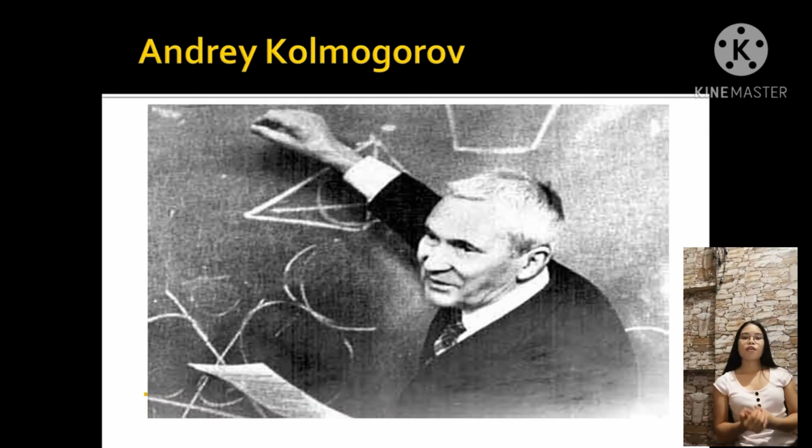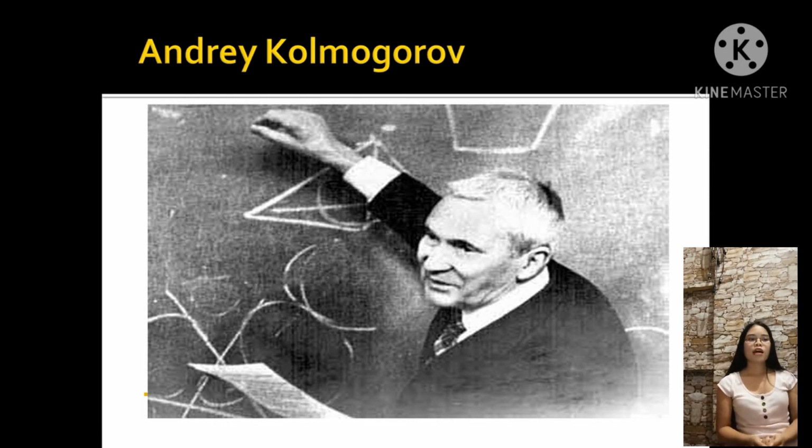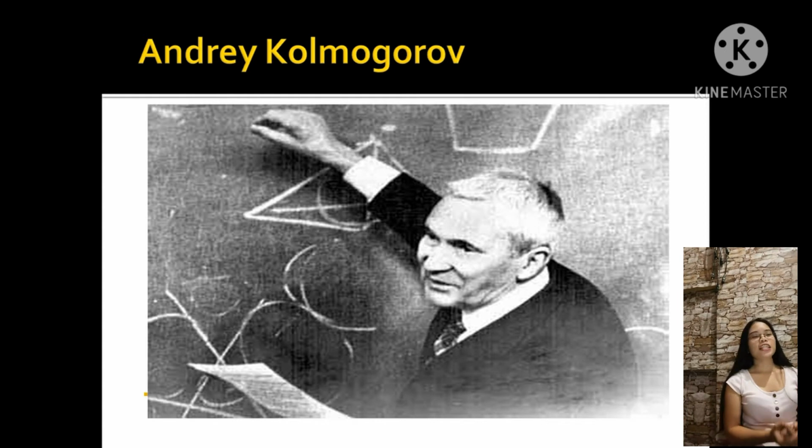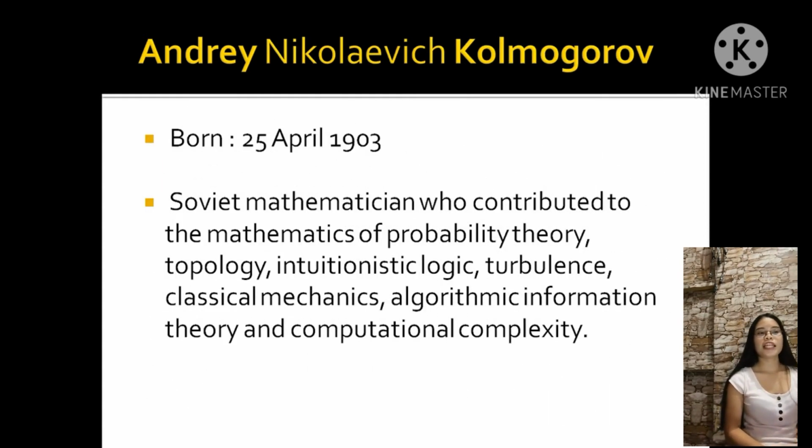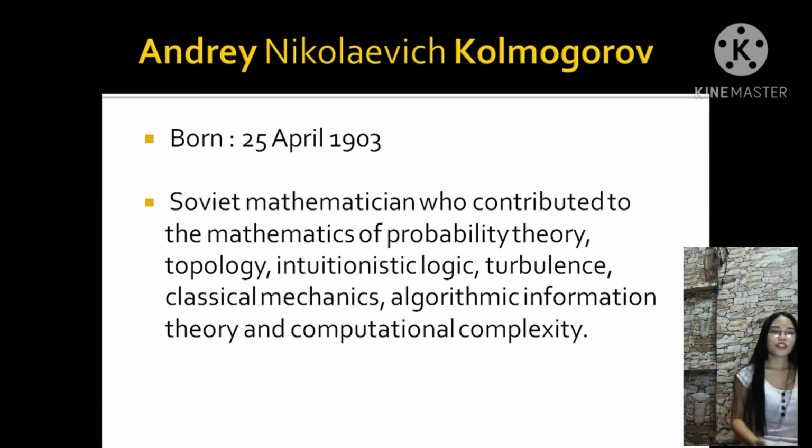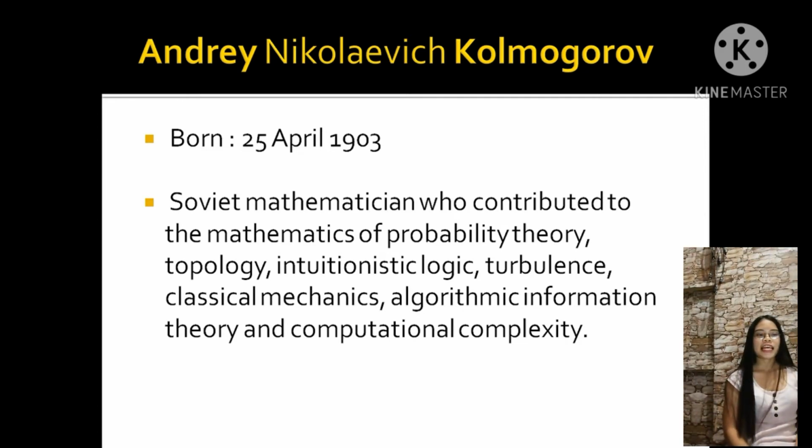The next mathematician that we're going to talk about is Andrei Kolmogorov. Andrei Nikolaevich Kolmogorov was born on April 25, 1903. He was a Soviet mathematician who contributed to the mathematics of probability theory, topology, intuitionistic logic, turbulence, classical mechanics, algorithmic information theory, and computational complexity.